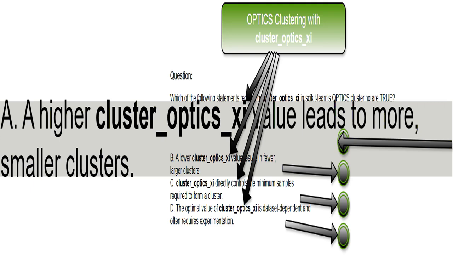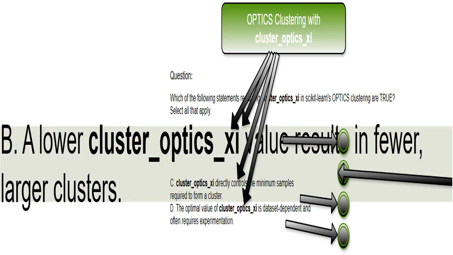It's important to remember that OPTICS uses density-based clustering, considering point densities and reachability to group things together. Statement D is true. The best value for cluster_optics_xi really depends on the specific dataset. What works well for one dataset might not work for another. Imagine trying to find clusters in a dataset with densely packed points versus one with widely scattered points. You'd need a different level of sensitivity, and thus a different cluster_optics_xi for each case. It needs experimentation to find the right value.